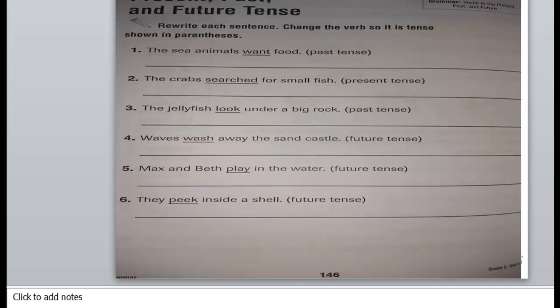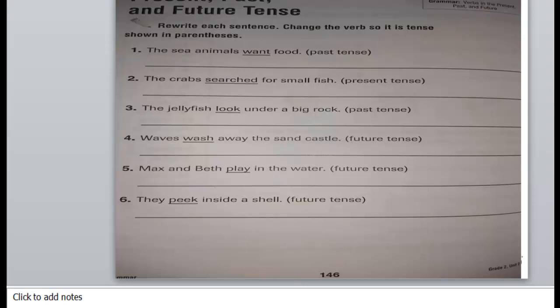Okay? Okay, so the sea animals want food. Between the brackets is what? Past tense. Okay, so we're gonna change the action verb here into what? The past tense. Okay? The word want or the action verb is want, right? Okay, so change it into the past.